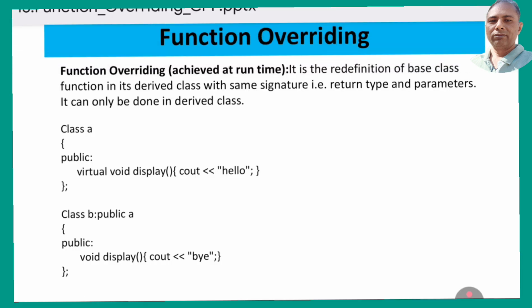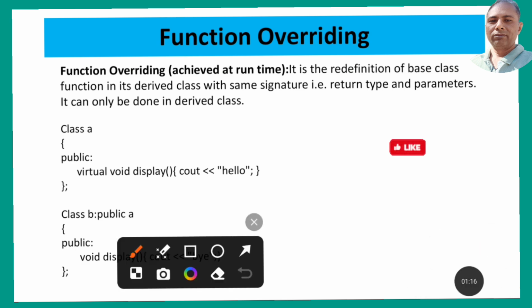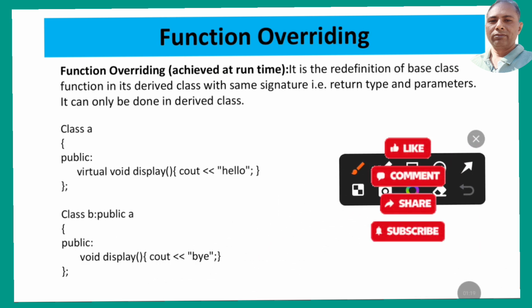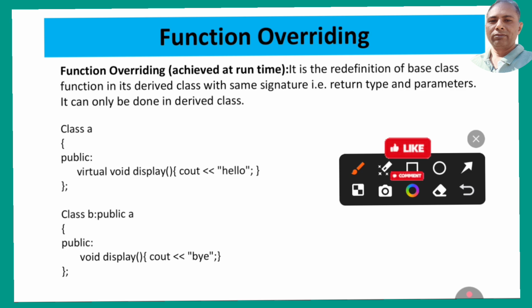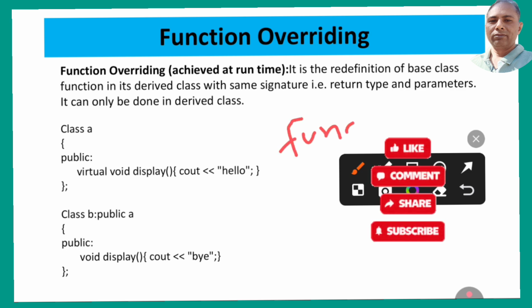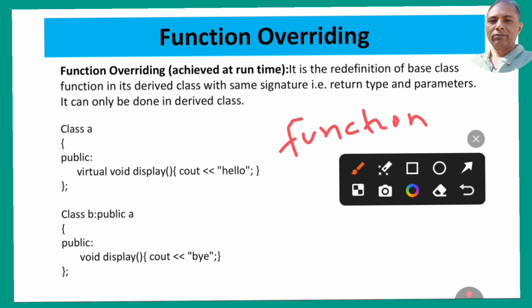Now, if we talk about today's topics, the first topic is function overriding. What is the meaning of function overriding? It is a redefinition of a base class function. The function we have used in the base class, we are using in the derived class with the same signature, that is return type and parameters. Whatever function we are using in the base class, with the same name and same parameters, if we define it in the derived class also, that is known as function overriding.